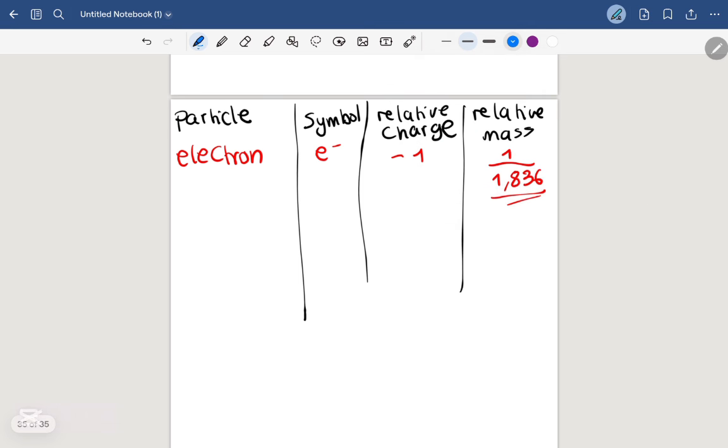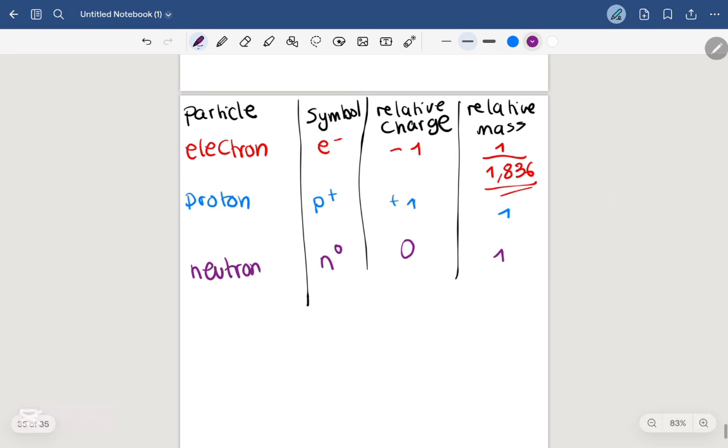Then we'll move on to the second one, which is the proton. Proton, its symbol is P+. It has a relative charge of +1 and a relative mass of 1. And then last but not least, we have the neutron. It has a symbol of N0 because it does not have a charge, a relative charge of 0, and a relative mass of 1.